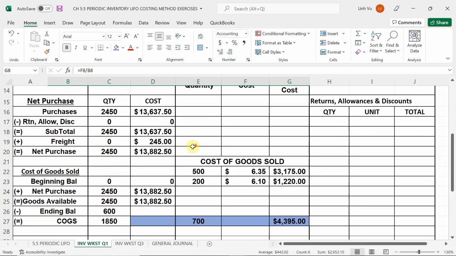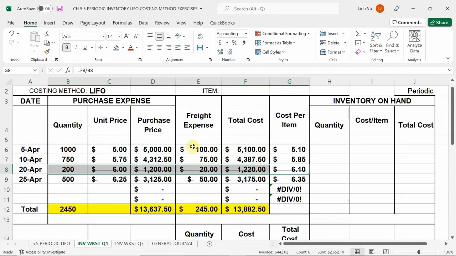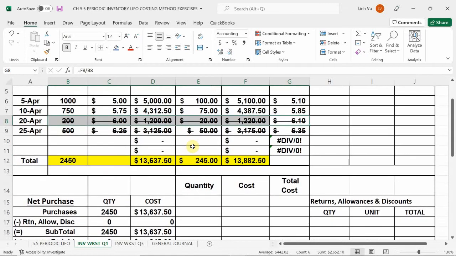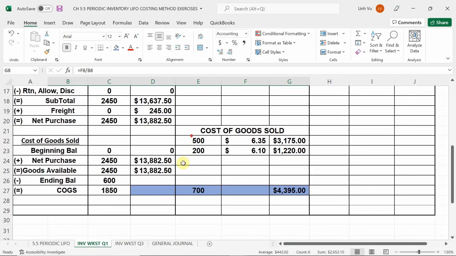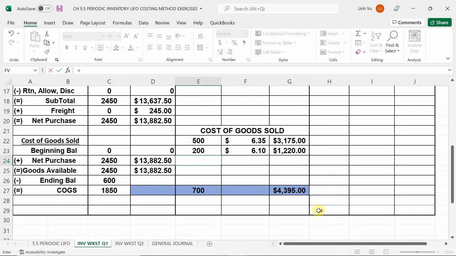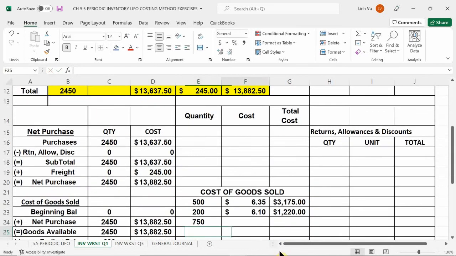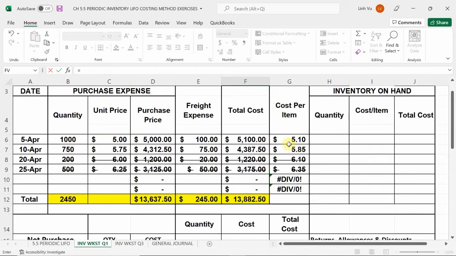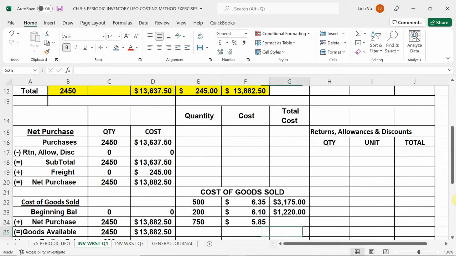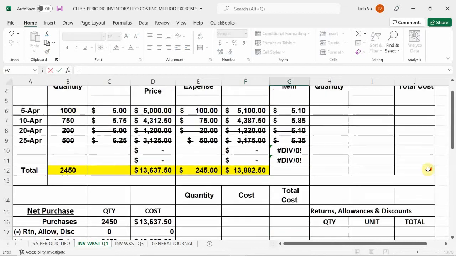Exactly. We need to sell 1,150 units, right? So in this case, my 750, I can go ahead and get rid of that entire batch as well. Okay, so there you go. 750, which cost me $5.85, which I don't need to calculate because I already know this grand total amount.